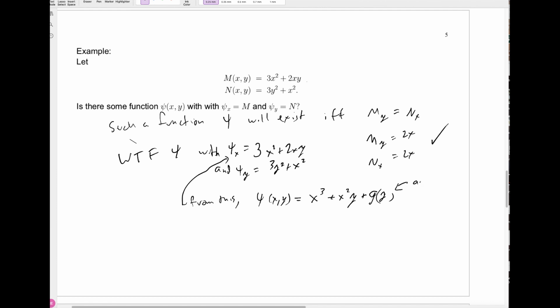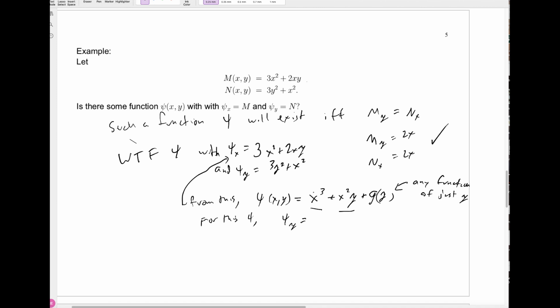This is any function of just one variable, the variable y. Because when I take the partial of c with respect to x, I'll get exactly 3x squared from this term. I'll get 2xy from this term. And the partial of this with respect to x will be 0 no matter what function of y I put here. So from that first equation, I determined c has to look like this. Well, for this c, we now compute the partial with respect to y. That's just using the formula we just produced.